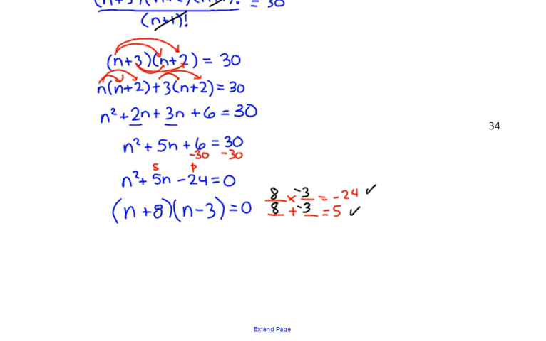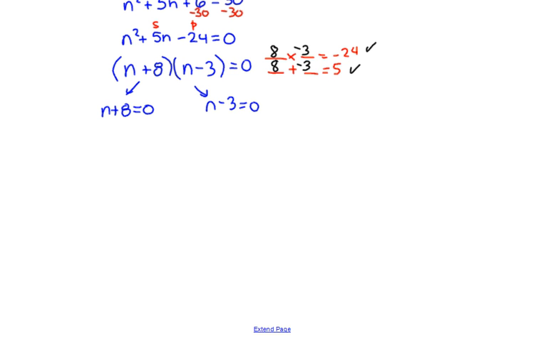So if this product equals 0, then that means either n plus 8 equals 0 or n minus 3 equals 0. Do you remember this from quadratics? It's coming back to you? Good times? No? Okay, so n plus 8 equals 0. What would n have to be? Negative 8. If we subtract 8 to the other side.